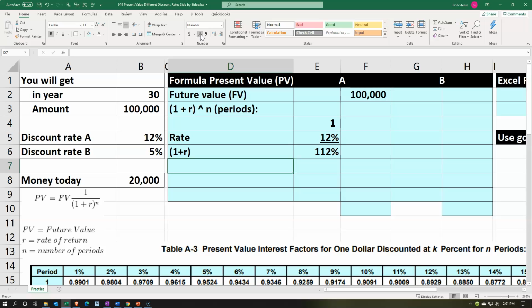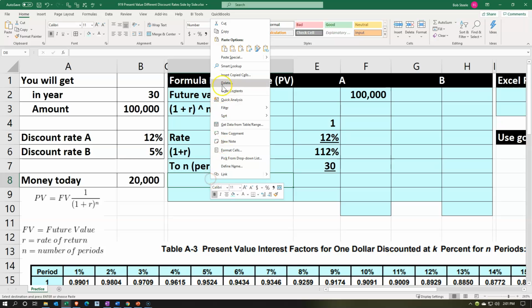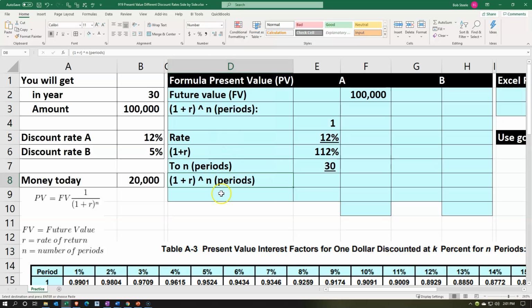And then we're going to say this is going to be taken to the power of n, which is the number of periods that we're talking about. We're talking periods in terms of years, that being 30. So 30 years, we're going to underline this. This is going to be Home tab, Font group, and underline. And that's going to give us our total denominator. So that's our denominator, which is going to be this.